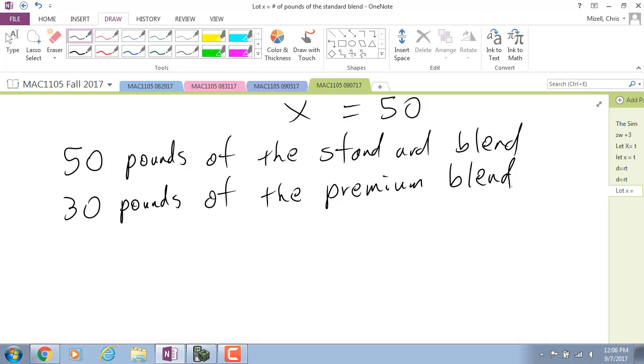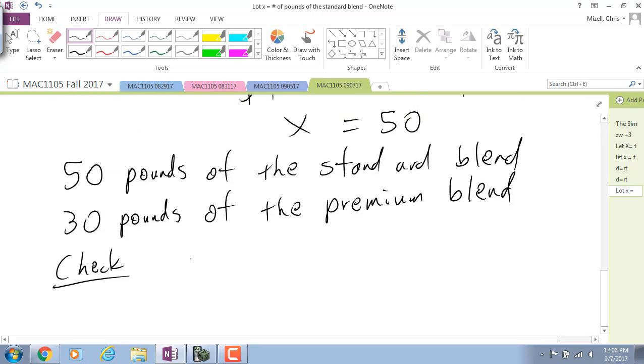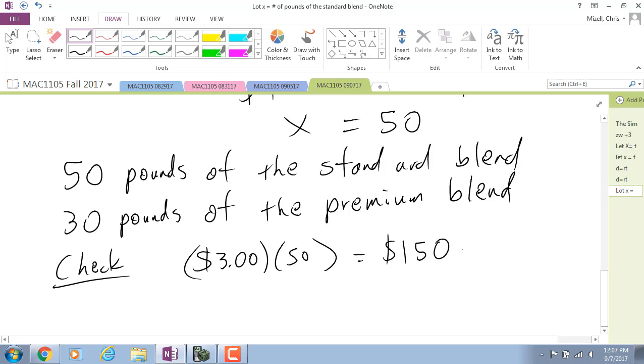What's the value of 50 pounds of the standard blend if it typically sells for $3 a pound? Yeah, $3 a pound times 50 pounds. That's going to be $150. You folks will pay $7 a pound for the premium blend.